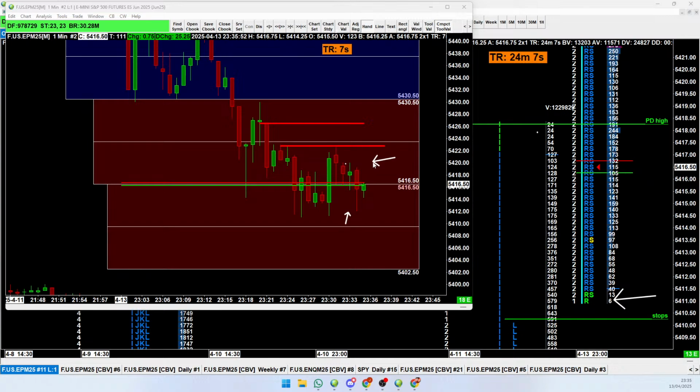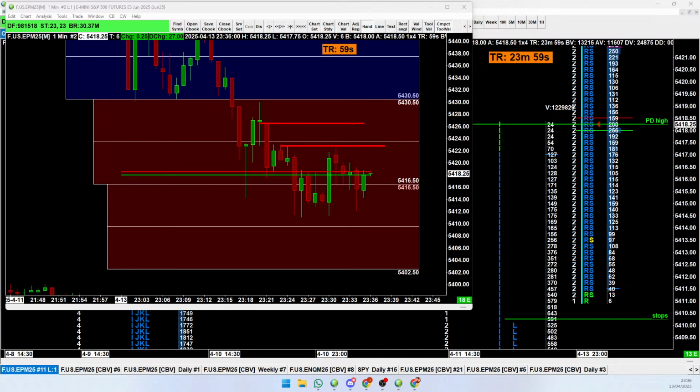So for execution, I want the 1 minute candle. I love market profile, but it's a great place to know where the buyers are trapped, where the sellers are trapped, where the inventory is. You can't use market profile for execution. It's very difficult, especially when the ranges get really big.